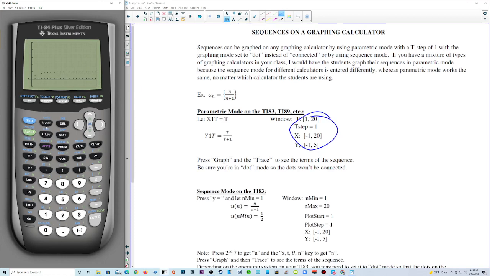Now let's do the same thing in sequence mode. So we're going to go to sequence. And we're going to put the function into u of n, which for us is n divided by n plus 1. Now let's take a look at our window. N min is 1, so we're going from 1 to 20. We're going to start at 1, and our steps are 1. And then the x and the y should be set up from the last time, from the previous window. So when we graph it, we should get the exact same thing.